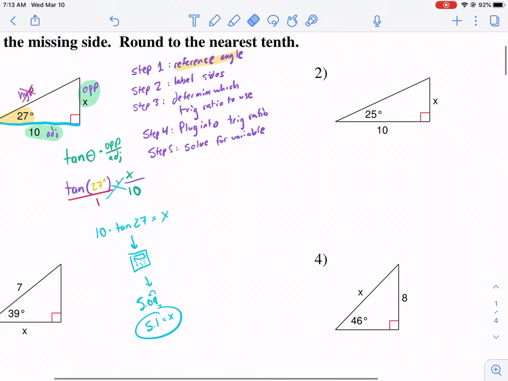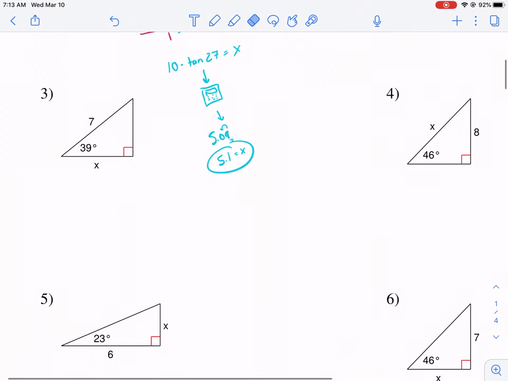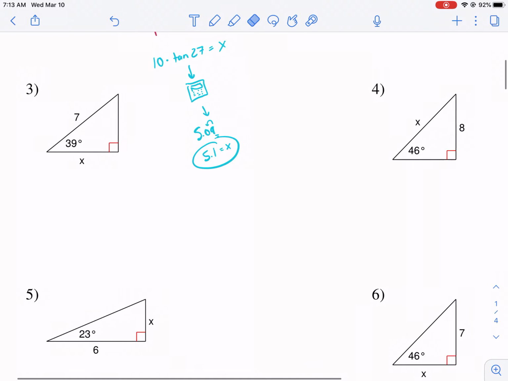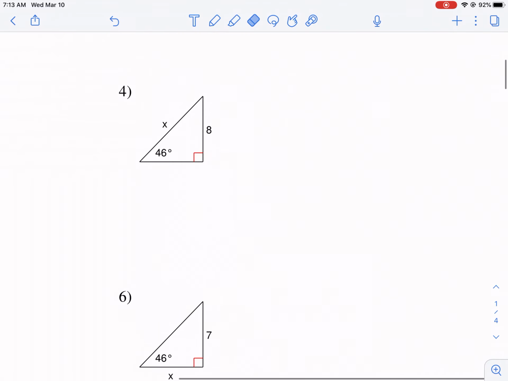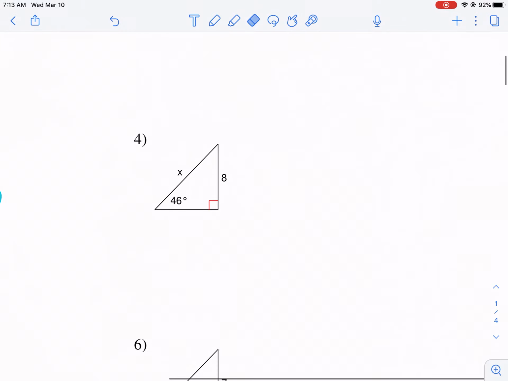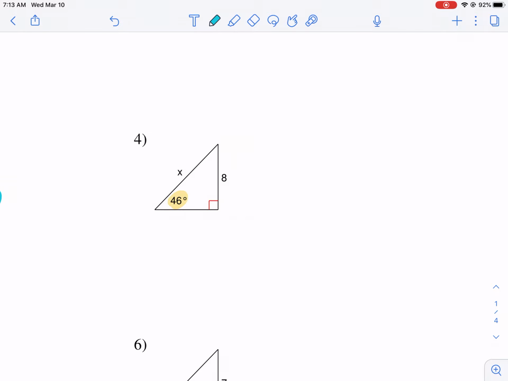Let's go ahead and do another one. Okay, here's one with a hypotenuse. We'll jump to number 4. So let's go through the 5-step process again. Okay, reference angle, number 1. Reference angle is 46. Done. Let's label the sides: opposite, adjacent, hypotenuse.